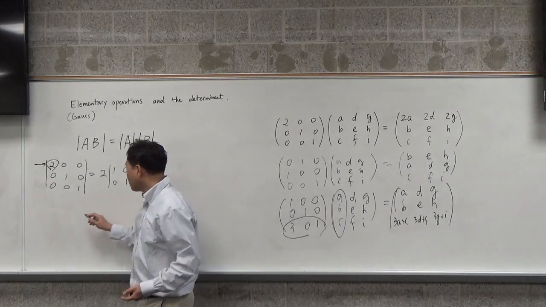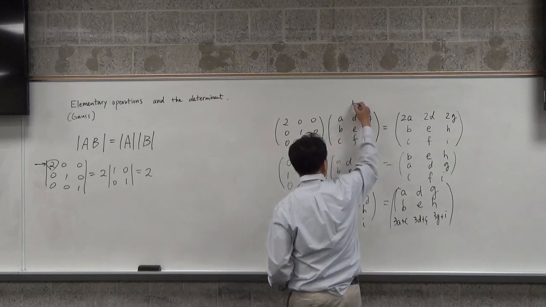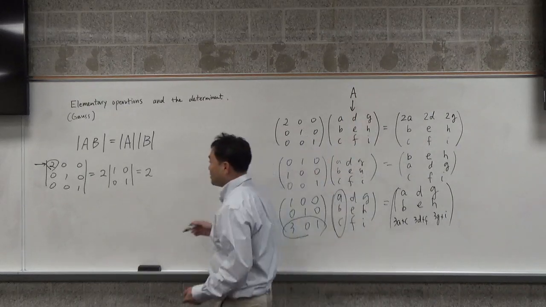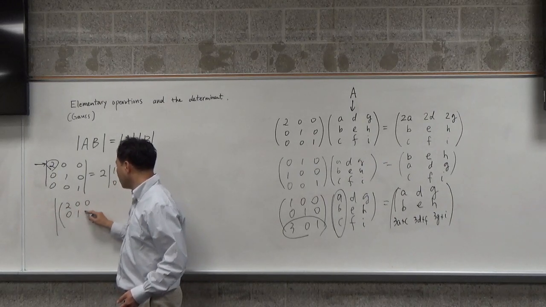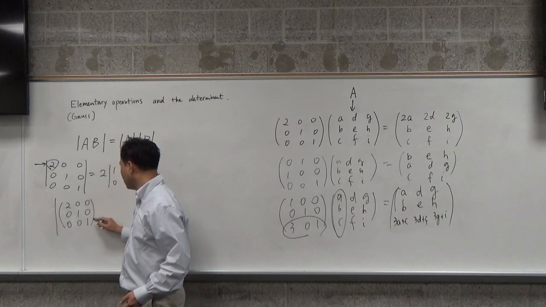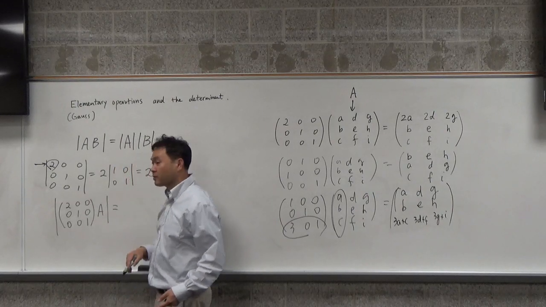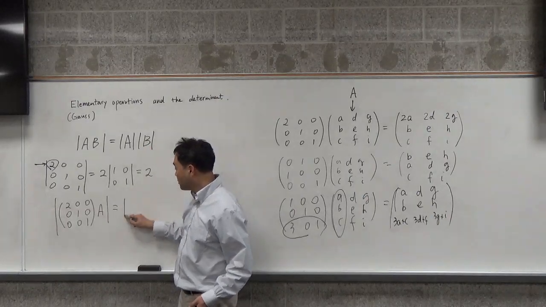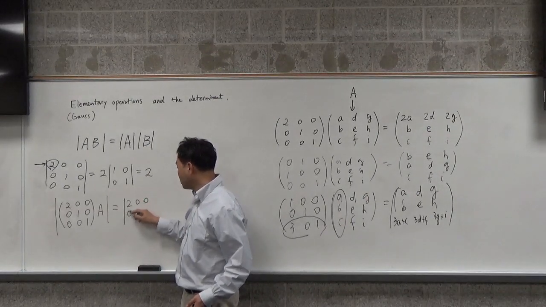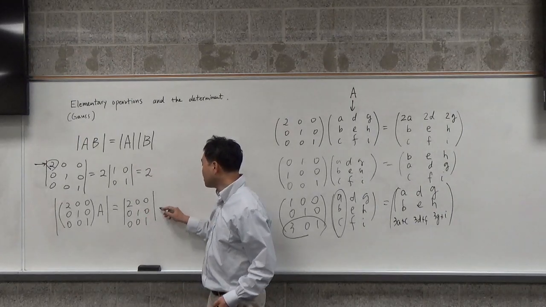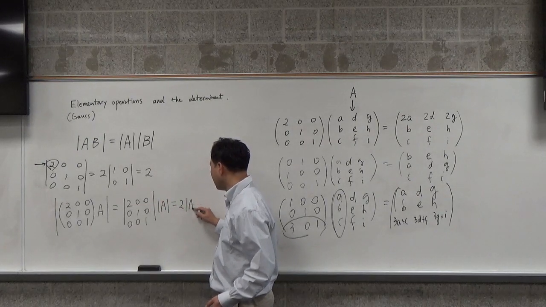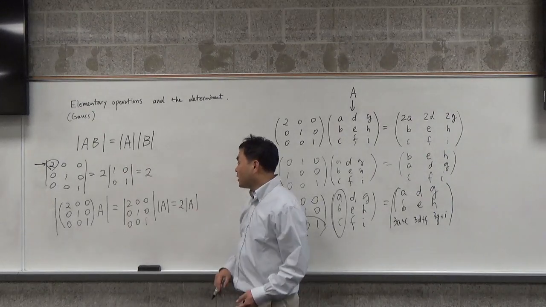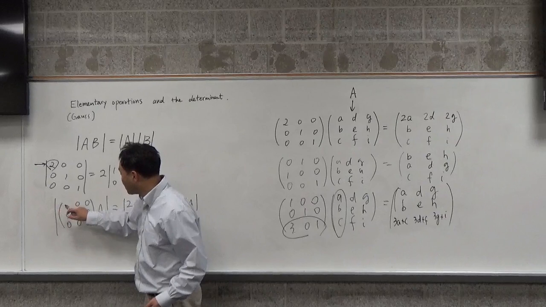And then think about the following. If I call this matrix A, then what's the determinant of the matrix 2, 0, 0, 0, 1, 0, 0, 0, 1 multiplied to A? According to this formula, what do we know? It should be the determinant of 2, 0, 0, 0, 1, 0, 0, 0, 1, right? Times the determinant of A. And we know that this is 2, so it must be 2 times the determinant of A. And if this number was some random k, what happens then?